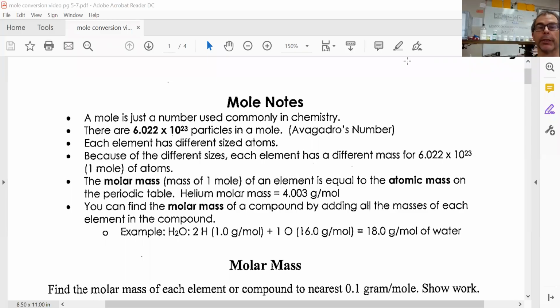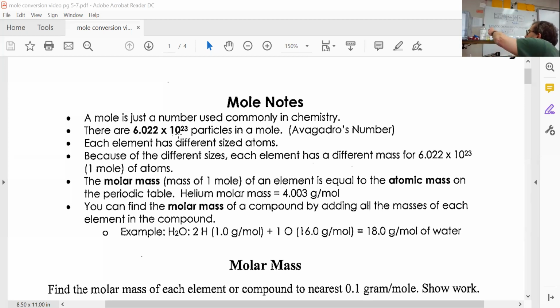Mole conversions. In our last video, we established that a mole was a number, just like a pair of scissors would be two, or at least two cutters right here. And a dozen styrofoam balls would be 12 styrofoam balls. A mole is also a number, but it's a really big number, about 6 times 10 to the 23rd, a little bit more specifically, 6.022 times 10 to the 23rd.